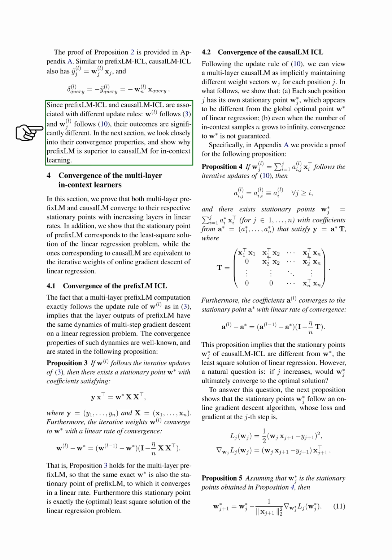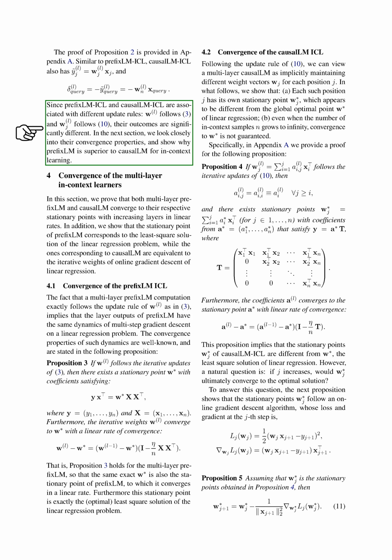Section 4. Convergence of the multi-layer in-context learners. In this section, we'll discuss the convergence of multi-layer in-context learners. We'll demonstrate that both multi-layer prefix language models, prefix LM, and causal language models, causal LM, reach their respective stable points as the number of layers increases, and they do so at a linear rate. Moreover, we'll show that the stable point of prefix LM aligns with the least square solution of a linear regression problem, while the stable points of causal LM are equivalent to the iterative weights of online gradient descent in linear regression. First, let's talk about the convergence of the prefix LM in-context learner.